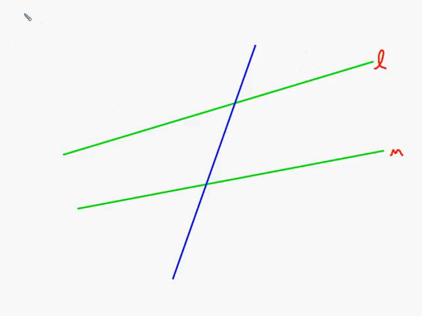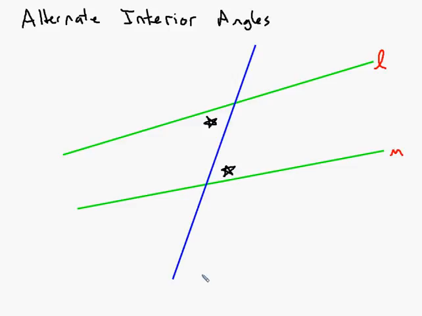All right, first new term. Alternate interior angles. I'm going to mark them on this diagram with a star. Those two are alternate interior. These two with the happy face, those are alternate interior angles.